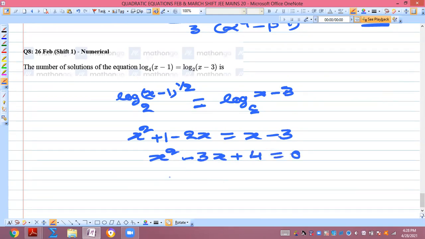And this is a quadratic equation. If you solve this, the roots for these are imaginary. You can see that discriminant b square minus 4ac, so 4 into 4, which is negative. So there won't be any real roots possible. So the number of solutions will be 0. Okay, they should ask number of real solutions.